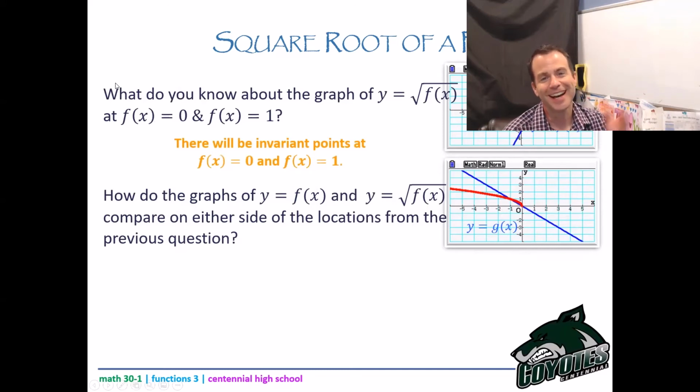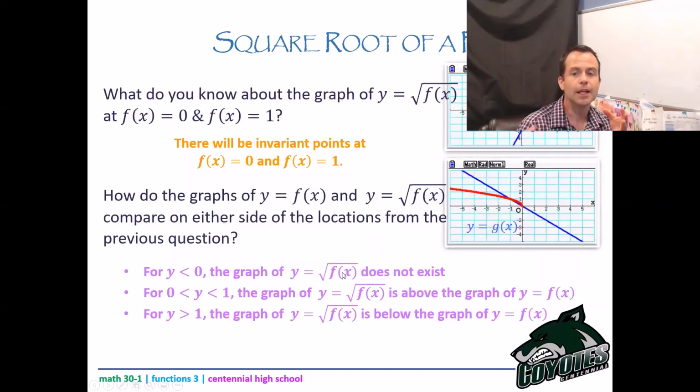How do the graphs of y equals f of x and y equals the root of f of x compare on either side of the locations from the previous question? Again, those are these three little points of the range that I want to talk about. So when y is less than 0, the square root graph doesn't exist. When y is between 0 and 1, the square root graph will be above the original, or the original will be below the square root graph, however you want to look at that. And when y is greater than 1, the square root graph will be below the original, or the original will be above the square root graph. Okay?